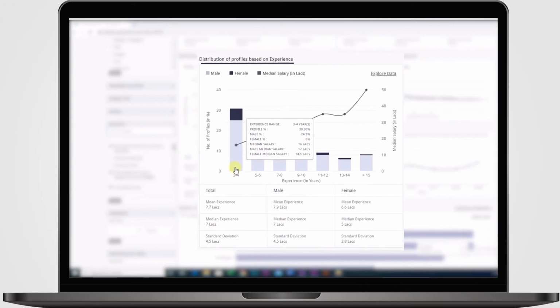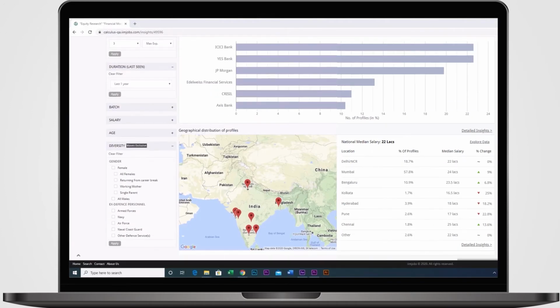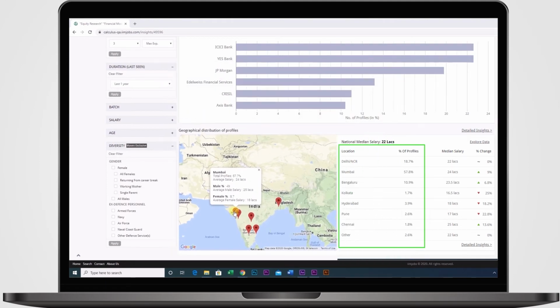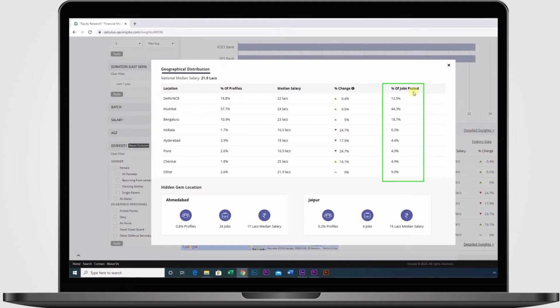Distribution by experience. Percentage of profiles working under the same role from various geographical locations. Percentage of jobs published under the keywords equity research and financial modeling in a given geographical location.